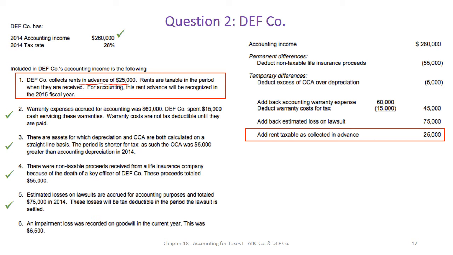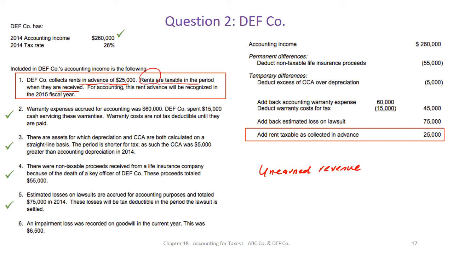So the company has rent that is collected in advance. Now, rents are taxable in the period when they are received. So if we think of rent or other amounts paid in advance, this could be treated for accounting purposes as unearned revenue, right? And so you'll want to maybe review your understanding of unearned revenue. Right, so you will happily take money in advance from your customer, but you cannot record it as earned until you've actually earned it.